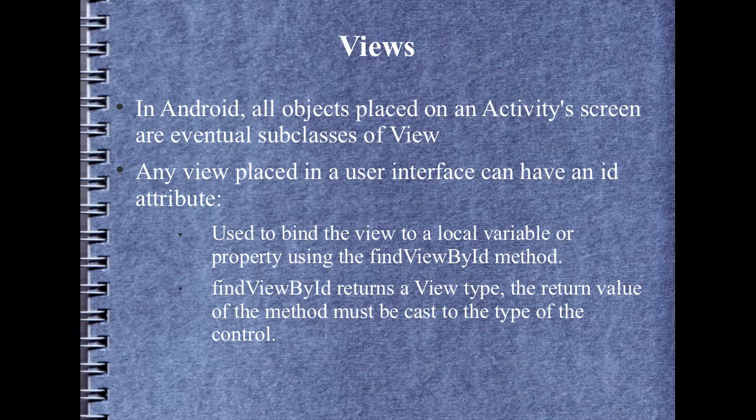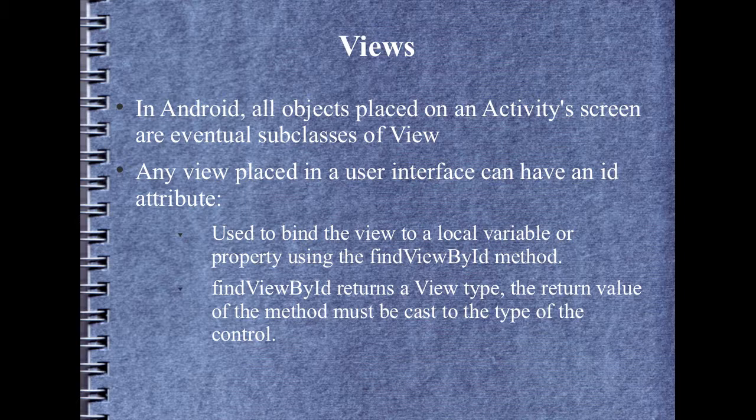In Android, every object on an activity screen, in other words, every control that the user can interact with, is a subclass of view eventually. It may be a subclass of view, but all controls are eventually views. View itself is a subclass of object. Any view placed on a user interface can have an ID attribute. This is used to bind a view to a variable or a property, and we do that by using the findViewById method, as we've seen before.